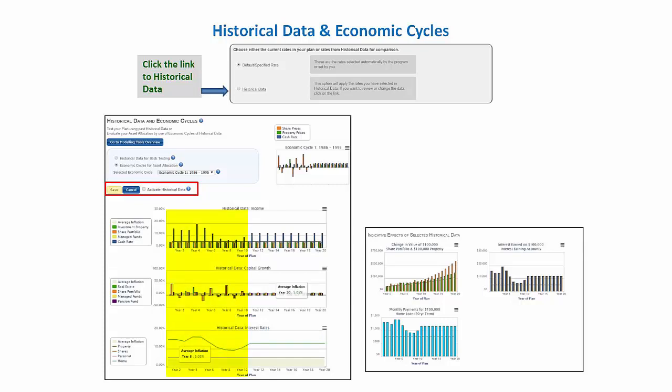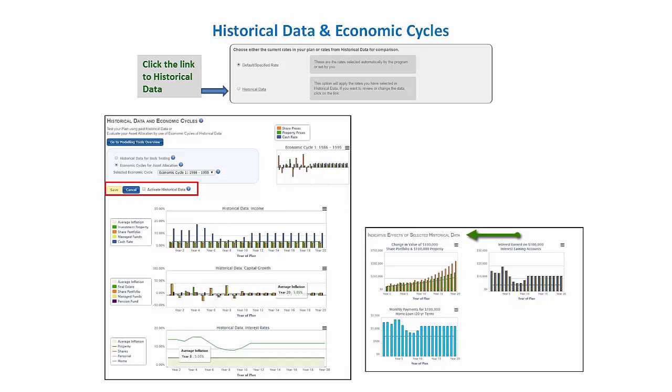With these economic cycles, the year-by-year returns are used for the first 10 years, and for the remainder of the plan, the average for the 10-year period is used. The graphs are displayed in 3 sections: income, capital growth, interest rate for loans. At the end of any modelling tool page, you will see a set of graphs used to display the indicative effects of selected items for $100,000.